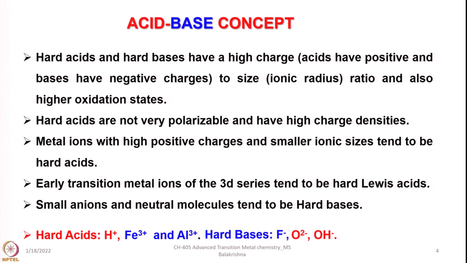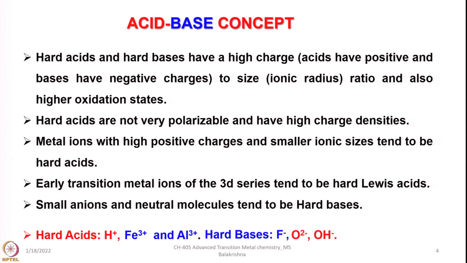Hard acids and hard bases have high charge, that means acids have positive and bases have negative charges, to size ratio, that means they have a high charge to size ratio, and also metals are always in their higher oxidation states. And hard acids are not very polarizable and have high charge densities.